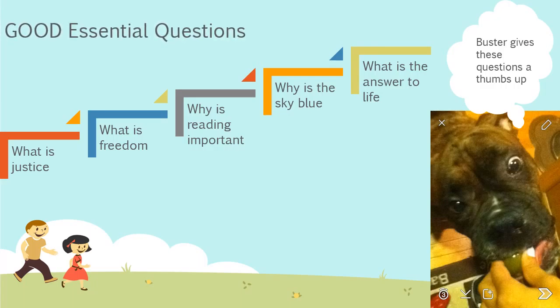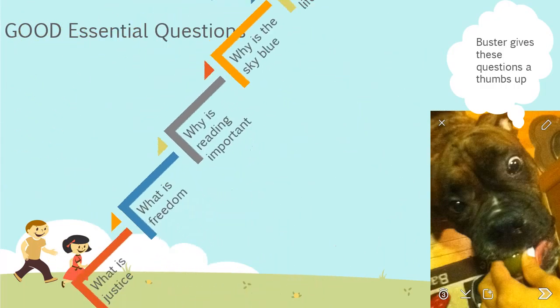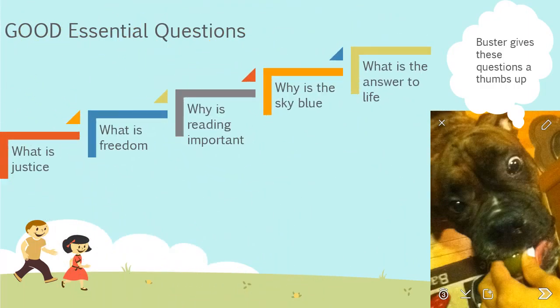Some examples of good essential questions are: what is justice? What is freedom? Why is reading important? Why is the sky blue? What is the answer to life? As you can see, Buster gives these questions a thumbs up.